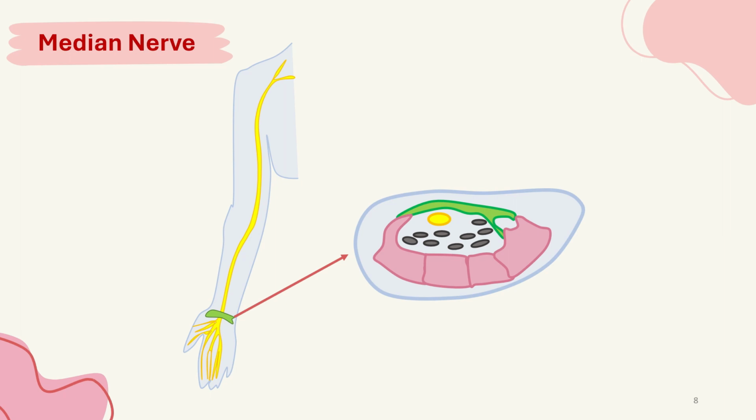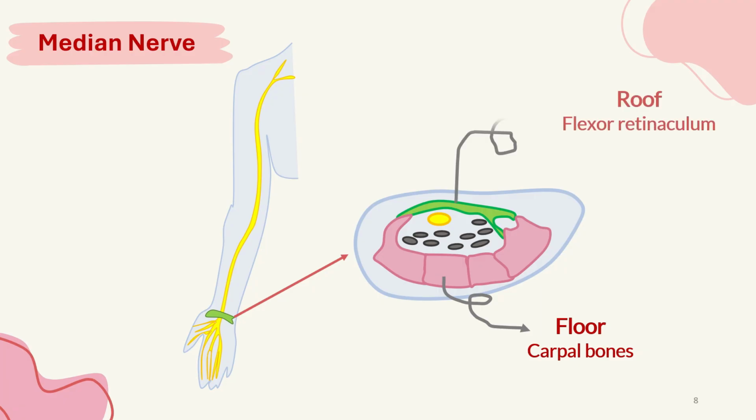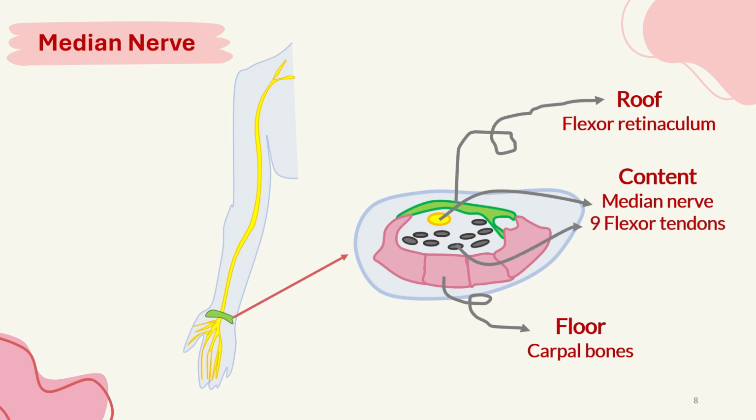So what is the carpal tunnel? It is an osteofibrous canal at the wrist, and its floor and sides are formed by the carpal bones, which create a concave arch, and the roof is formed by a strong band of connective tissue called the flexor retinaculum. Inside the tunnel we find the median nerve and 9 tendons of the flexor muscles. Those are the tendons of flexor digitorum superficialis, flexor digitorum profundus and flexor pollicis longus. So any problem inside the tunnel can compress the median nerve.